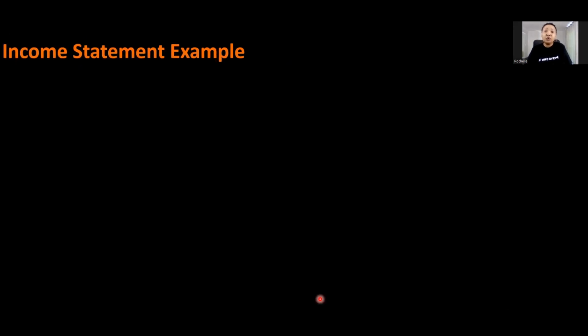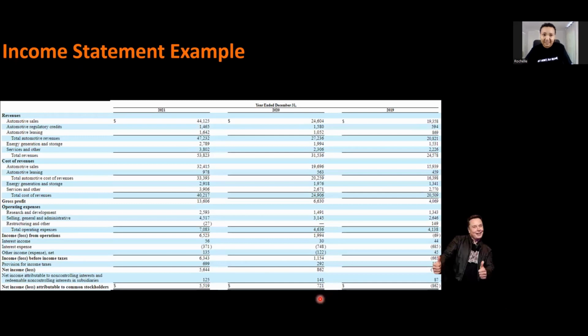Now let's look at an income statement. Tesla, because everybody knows Tesla. Let's start with Tesla's income statement. What are we looking for? We're looking for the revenue. Here we can see Tesla increased revenue from 31 billion to 54 billion, more or less. Then we look at the total cost of revenue. So how much does it take Elon to make those cars? 24 billion last year, 40 billion this year.